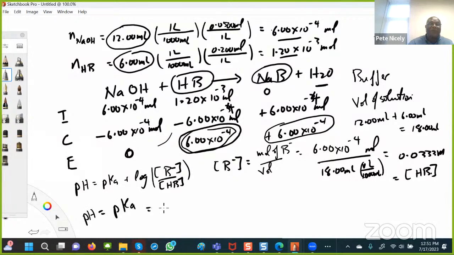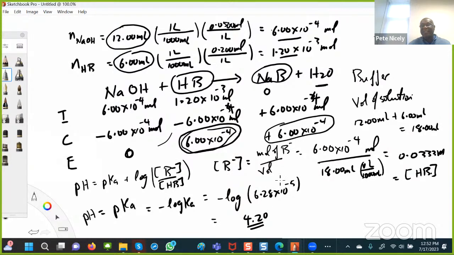So basically, all we have to do is find the minus log of the Ka, which according to the question is equal to 6.28 times 10 to the minus 5. And that gives you the pKa, which is 4.20. And that's how you do that.